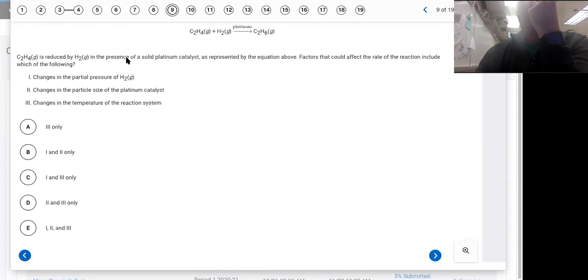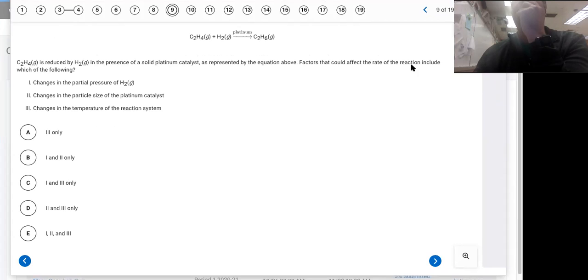C2H4 is reduced by H2 in the presence of a solid platinum catalyst, as represented by the equation above. Factors that affect the rate of the reaction include changes in partial pressure. Remember, gases: if you change the pressure, that's like changing the volume, which changes basically the frequency of collisions. So yes, that would be a factor that would affect it.